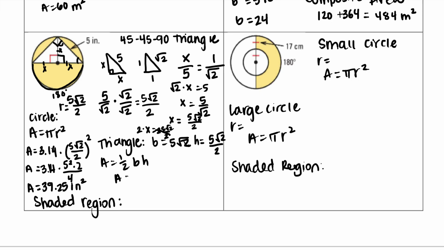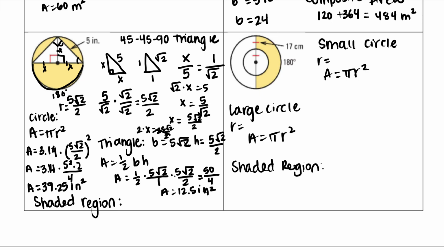Plugging that into our area of a triangle formula, we're left with 1/2 times my base of 5 root 2 times my height of 5 root 2 over 2. If it helps, put this 5 root 2 over 1 to remind yourself that it can still be in a fraction, that might help with the multiplying here. Now we're left with 5 times 5, which is 25. Root 2 times root 2 is the square root of 4, which is 2. So we're left with 25 times 2, or 50, on top. And in the denominator, we have 2 times 1 times 2, which is just 4. We'll divide by 4, and we're left with an area of 12.5 inches squared.